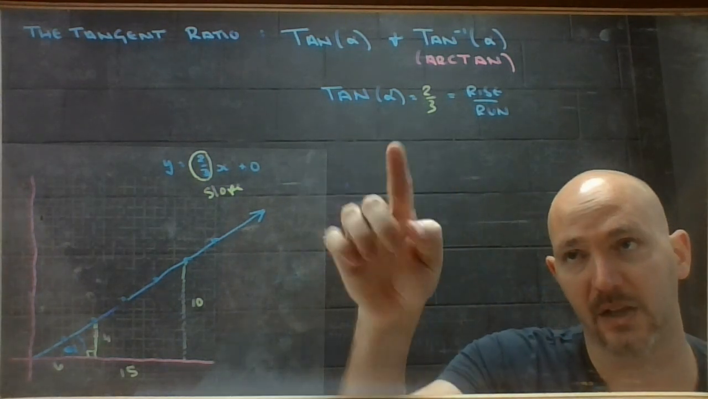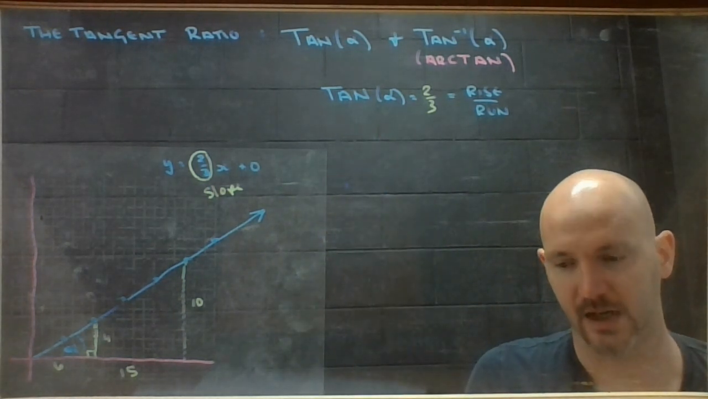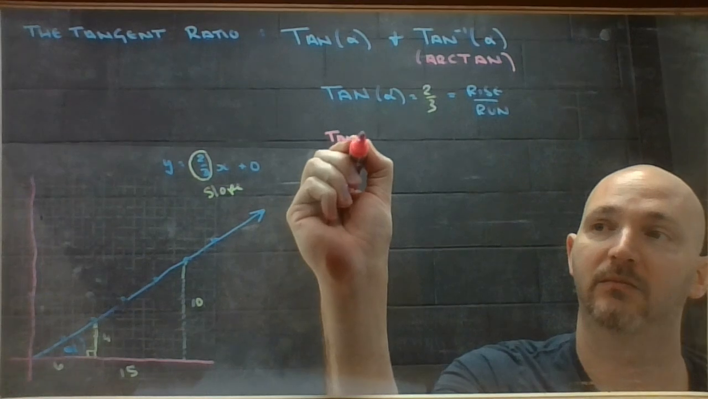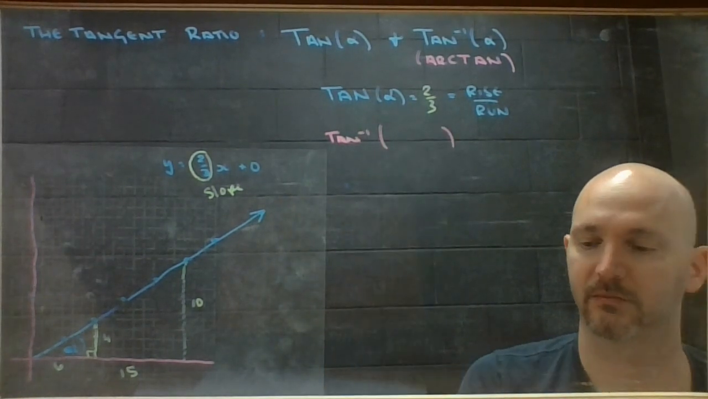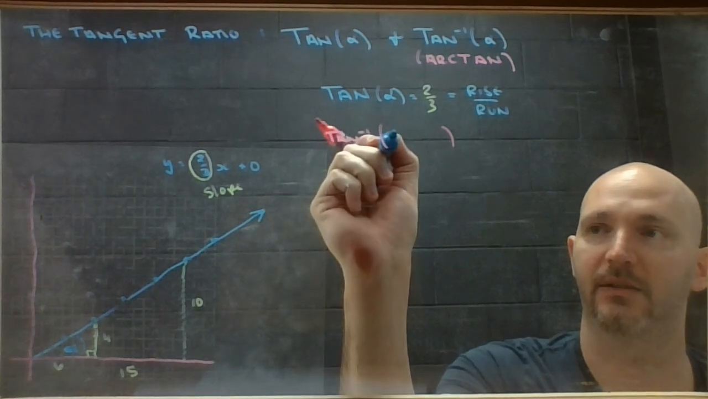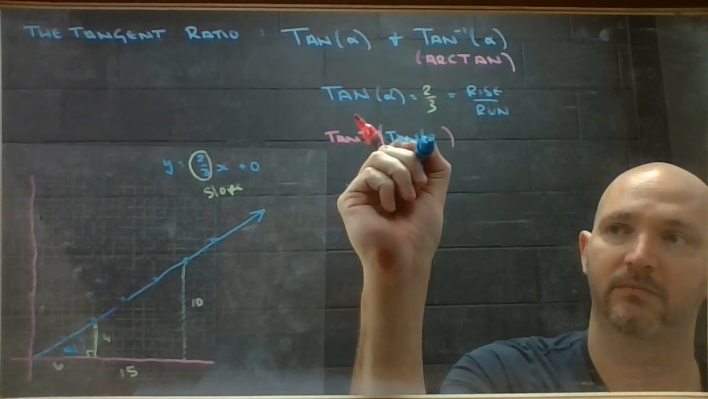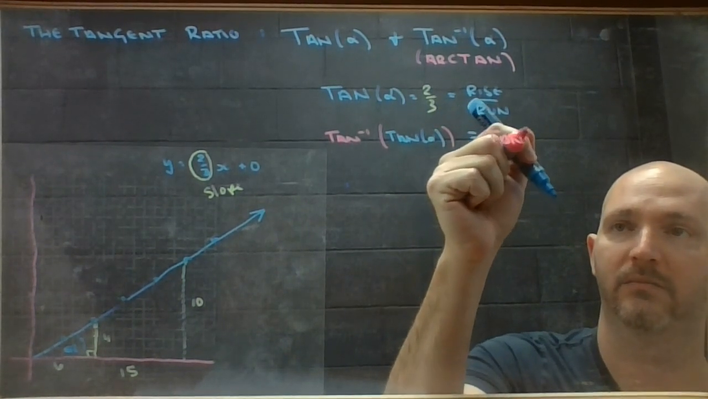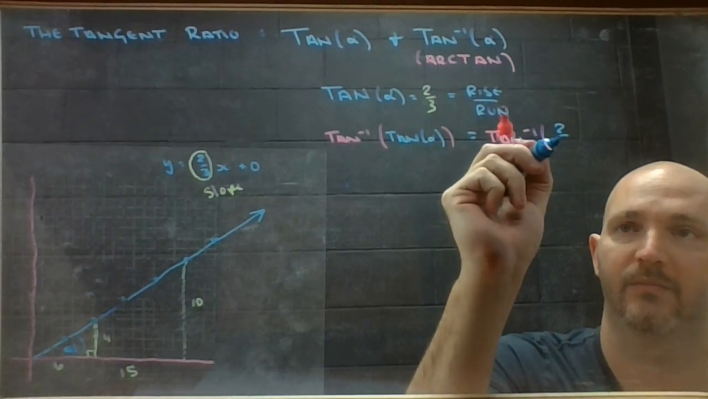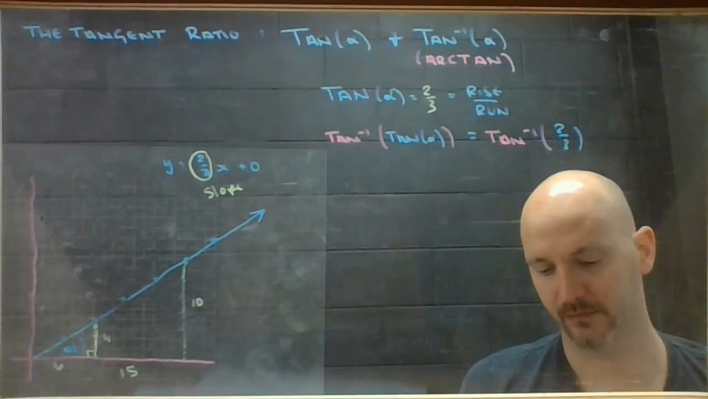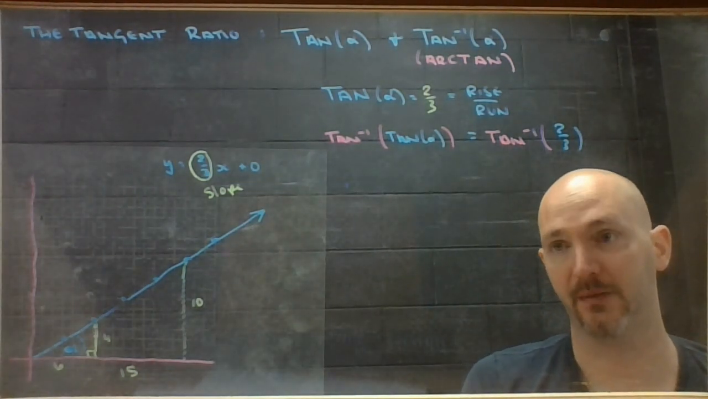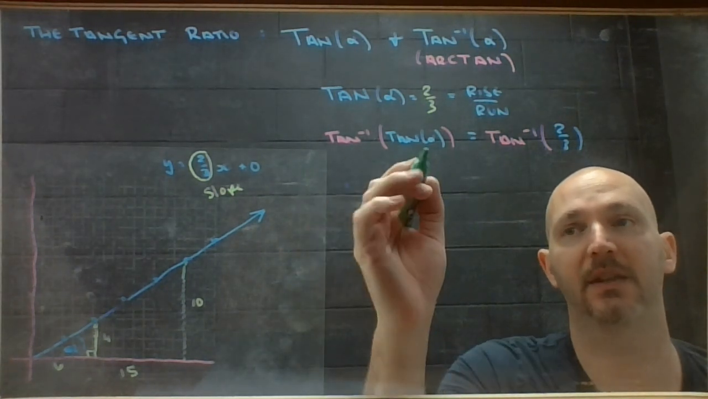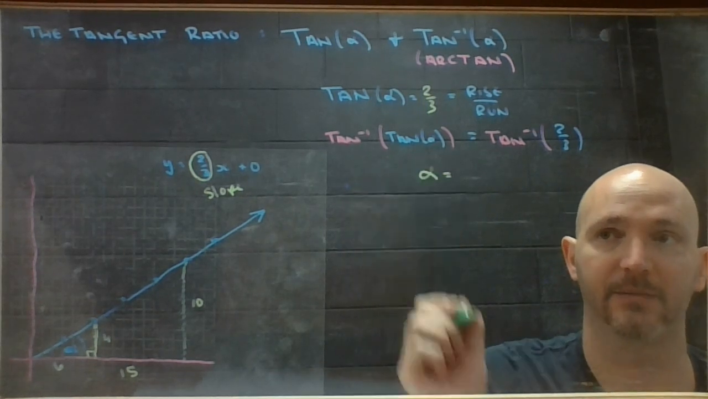So if I'm trying to do some algebra and I need to get alpha away from there, I just have to apply arctan to both sides. I'm going to apply arctan to tan. And I'm going to apply arctan to 2/3. Now on the left side, the tan and an arctan undo each other. So the only thing that's left is alpha, my angle.